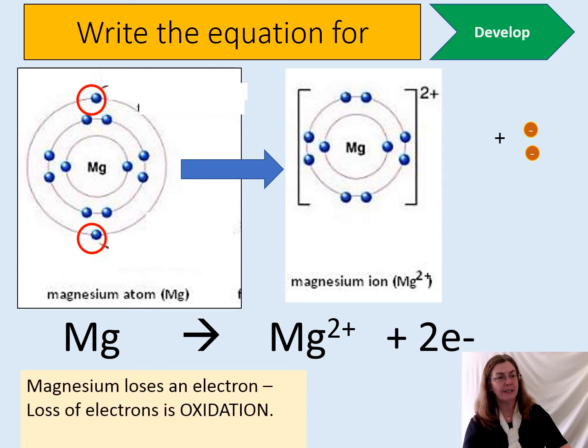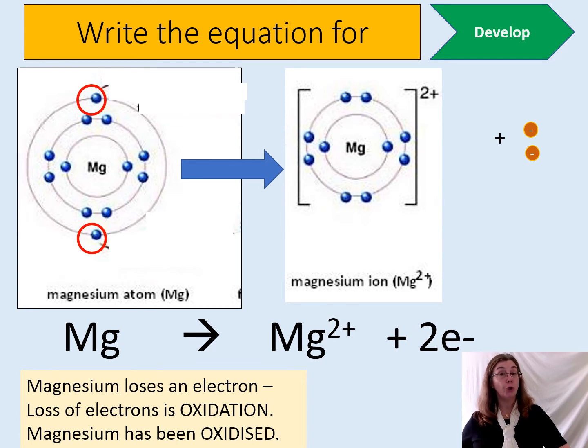How do we do this in writing? We say magnesium loses an electron. Well, in fact, it loses 2 electrons. And loss of electrons is oxidation. So magnesium has been oxidized. Okay, so the magnesium loses 2 electrons. It's been oxidized, and by the definition, loss of electrons is oxidation.